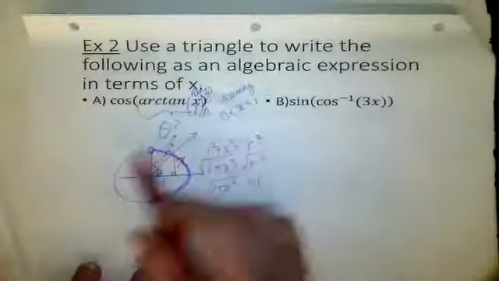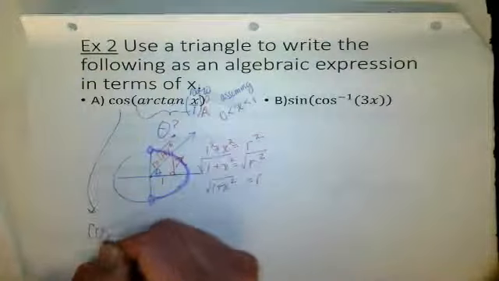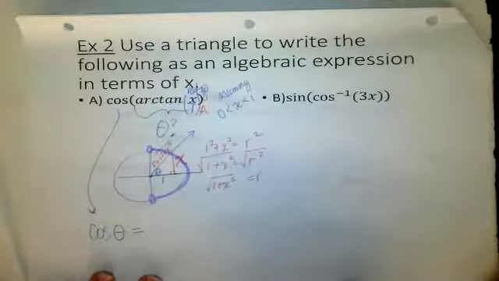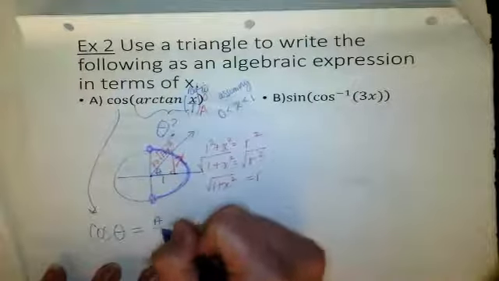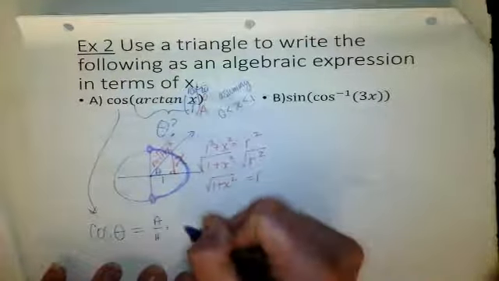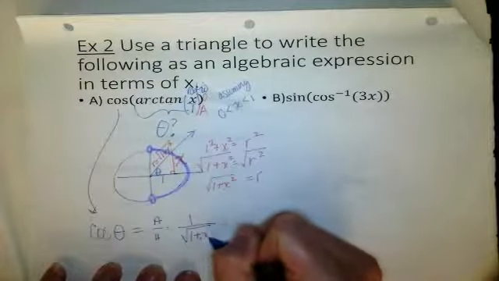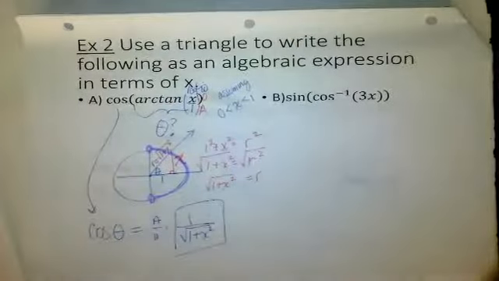And now that we've completed the triangle, now we can move out and figure out, well, what is the cosine ratio then according to this angle that we just drew? So cosine is adjacent over hypotenuse, so that's going to be 1 over radical 1 plus x squared. And you can leave it like this. You don't have to rationalize that. That's a big hot mess.